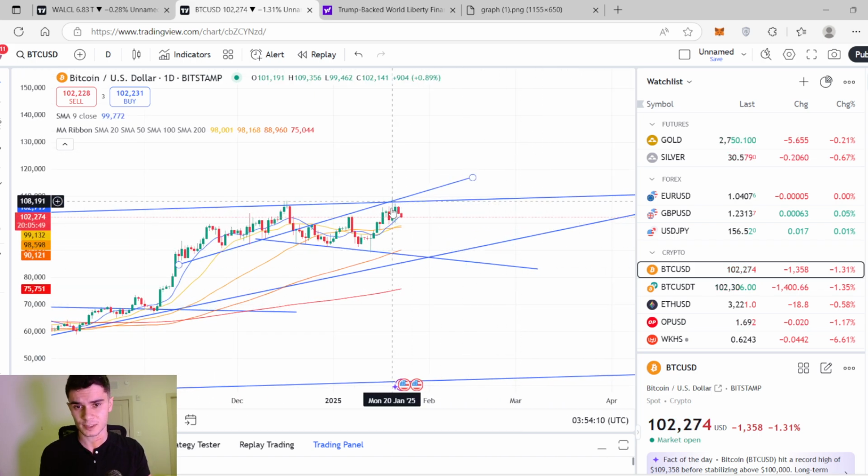In the short term, there are some concerns. One concern is this big top and tail. So we see that Bitcoin is struggling to push through that resistance right here, which is this long trend line.